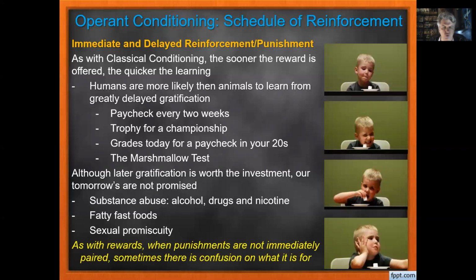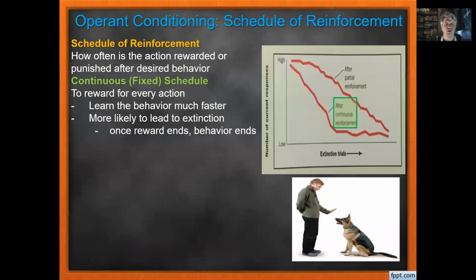So as with rewards, when punishments are not immediately paired, sometimes there's confusion what it's for. You know, if your parents suddenly go, hey, 3 weeks ago you did this, you're grounded. That doesn't work. You got to kind of be caught in the act, or it's not really that effective. So the schedule of reinforcement is incredibly important. How often is the action rewarded or punished after the desired behavior?